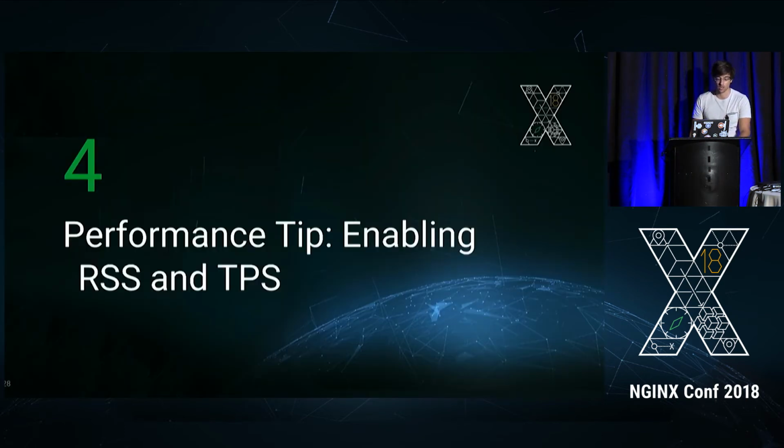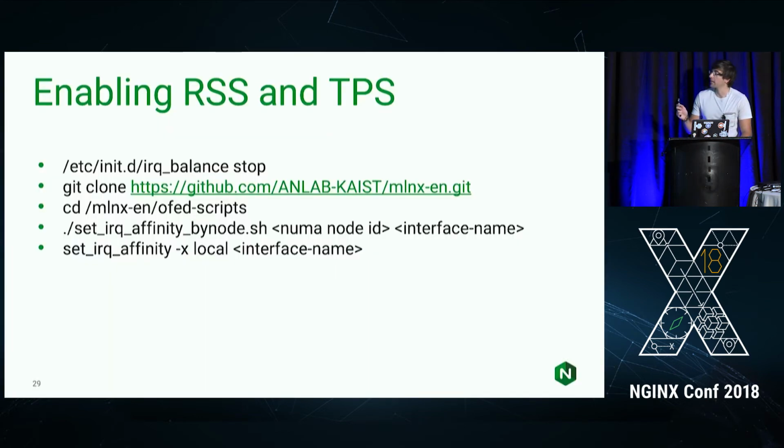Which leads us to our last performance tip, receive side scaling and transmit packet steering. Every network interface has interrupt request lines. What we want to do is bind those interrupt request lines to the CPU node that is directly connected to that network interface. And the way we do that is we're going to use receive side scaling and transmit packet steering.